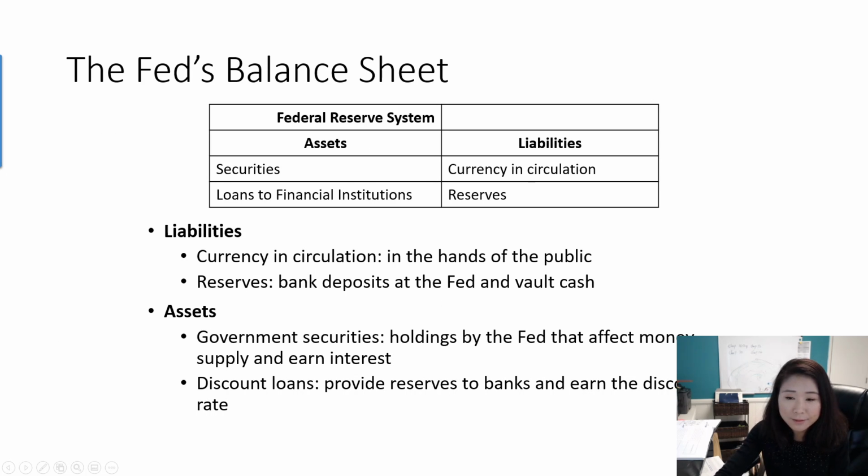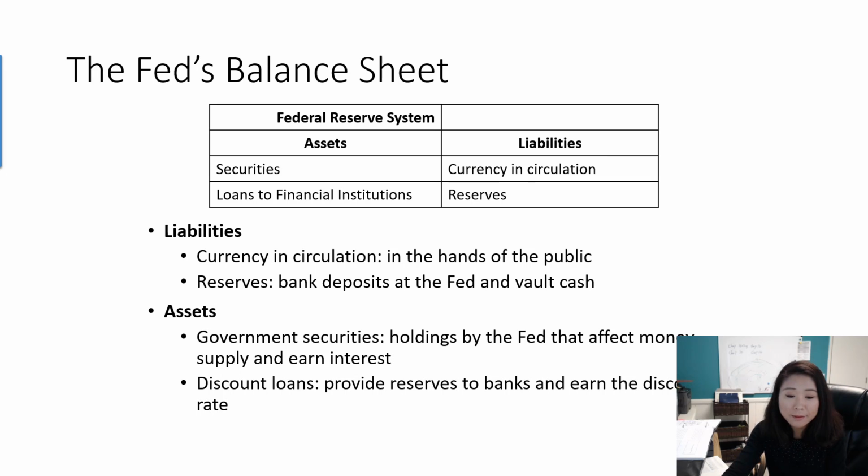And so for the Federal Reserve System T account, the asset items include the securities and loans to the financial institutions. The liabilities are currency in circulation and the reserves. So before we look at those four items under two columns in detail, first we're going to explain what is a liability and what is an asset.